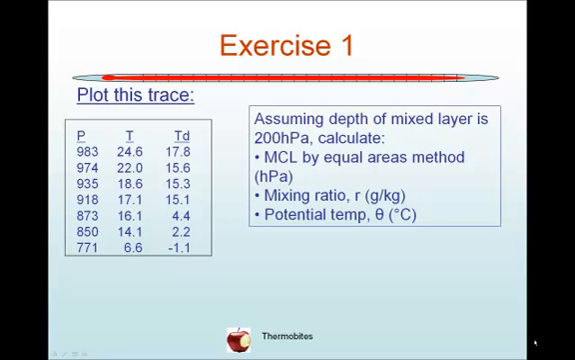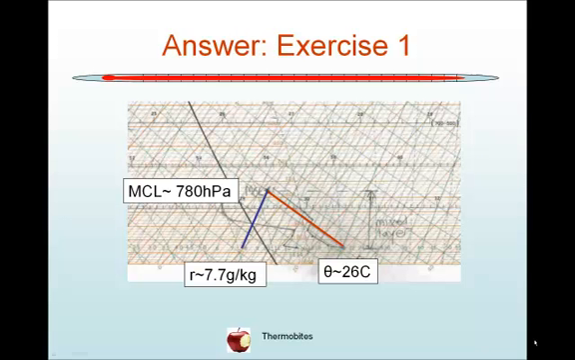So how did you go? Hopefully you got something like this. In pencil we can see the temperature and the dew point profile, the height of the mixed layer is indicated, the mean potential temperature is 26 degrees, that's our temperature profile, the mean mixing ratio isopleth is about 7.7 grams per kilogram, and it gives you a mixing condensation level of about 780 hectopascals.